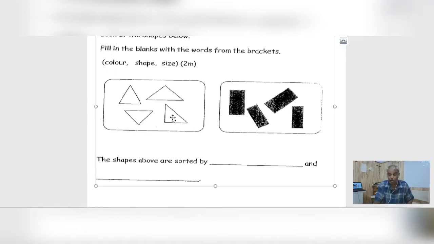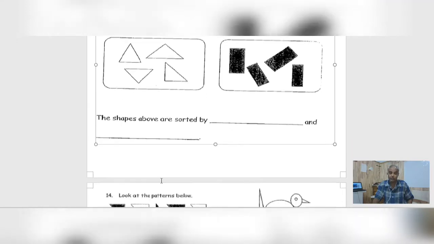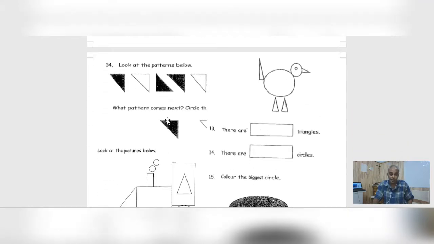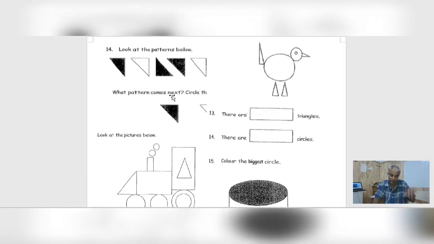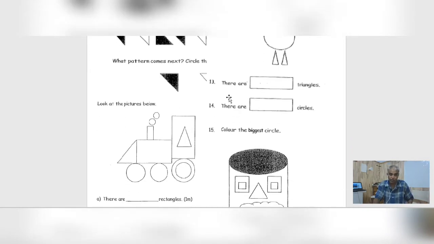Another one is not about the size, this is about the shape. So this is a triangle and this is a rectangle, right? Okay, so you can write the shapes above are sorted by the color and the shapes. Further it says look at the pattern below. So this question is for pattern, that I will send in another question, right?